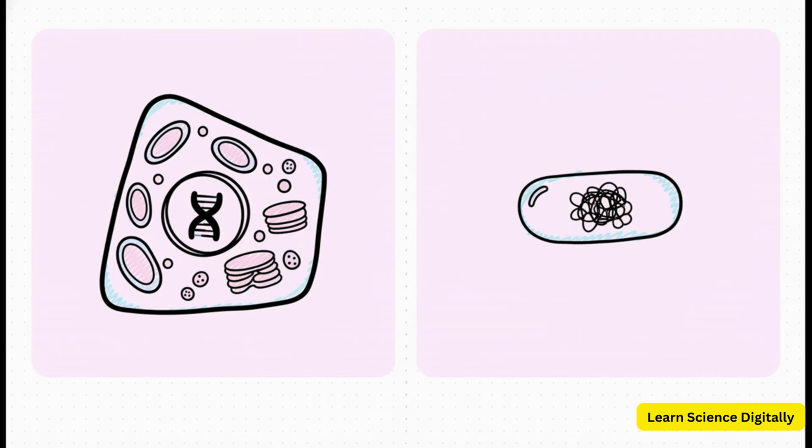Now, on the right, look at the prokaryotic cells. These are simple one-celled organisms, like bacteria. They definitely still have genetic material, but it's completely free-floating. It's not contained within a nucleus, and they completely lack those other membrane-enclosed structures.